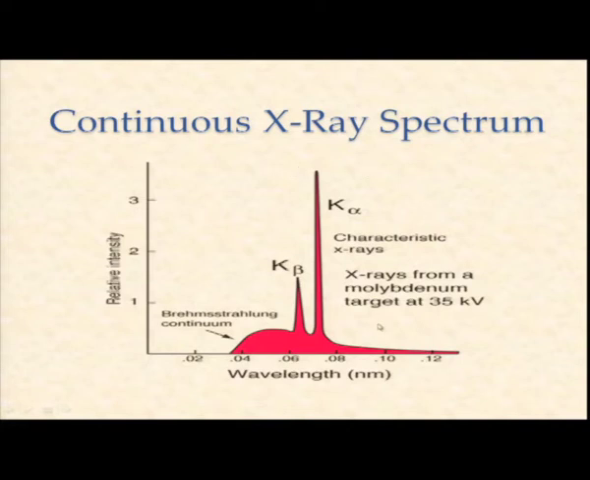This is the X-ray spectrum. In this spectrum, you can see two spikes. These two spikes are characteristic X-rays. Here you could see a continuous line. This is the continuous spectrum. So, this spectrum is a mixture of continuous X-ray spectrum and characteristic X-ray spectrum.